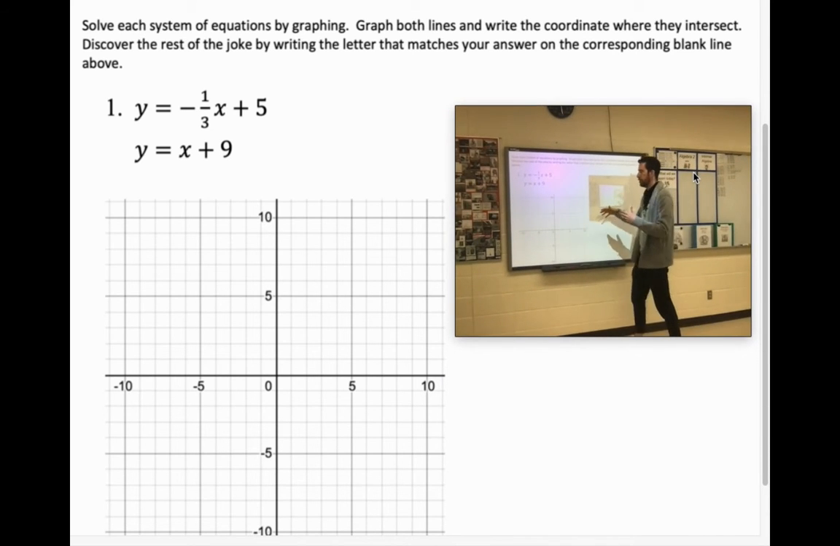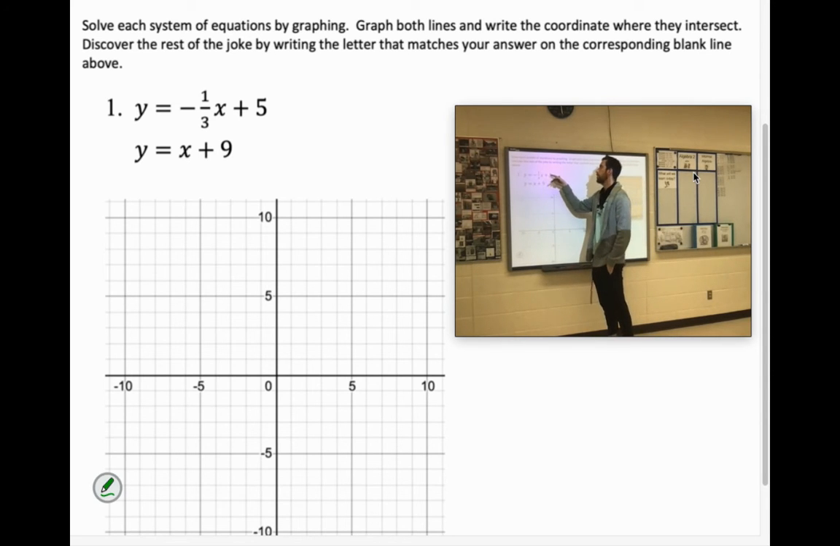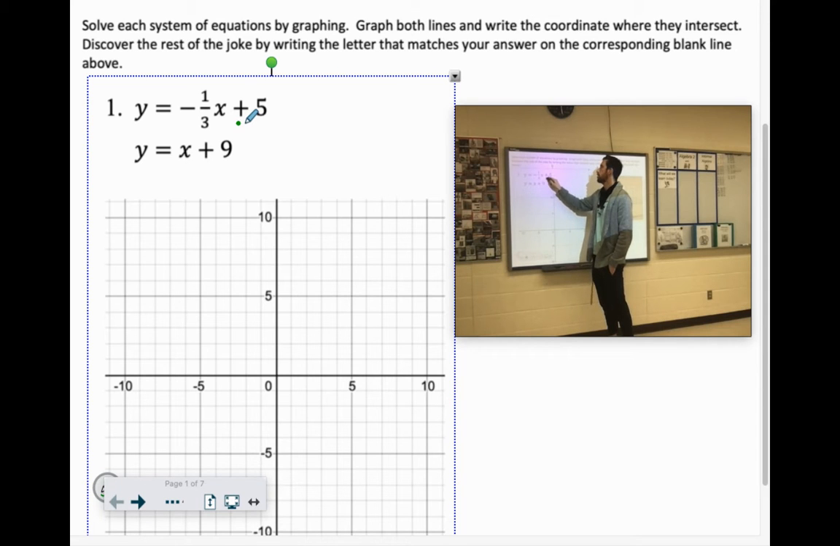So these are both in slope-intercept form, which remember you start with the y-intercept, which is the last number, and then you use the slope to find the next point. So if we are graphing y equals negative 1/3 x plus 5, we're going to start with the y-intercept of 5. Then we use our slope. If our slope is negative, we're going to go down and to the right. So we're going to go down 1 and to the right 3.